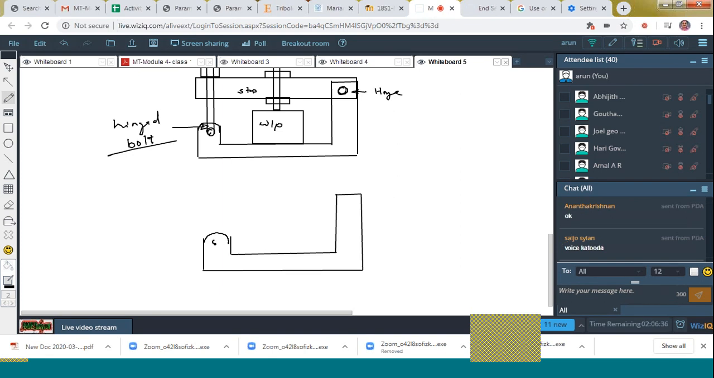So here, while dismantling, this will go like this. This stud will go like this.